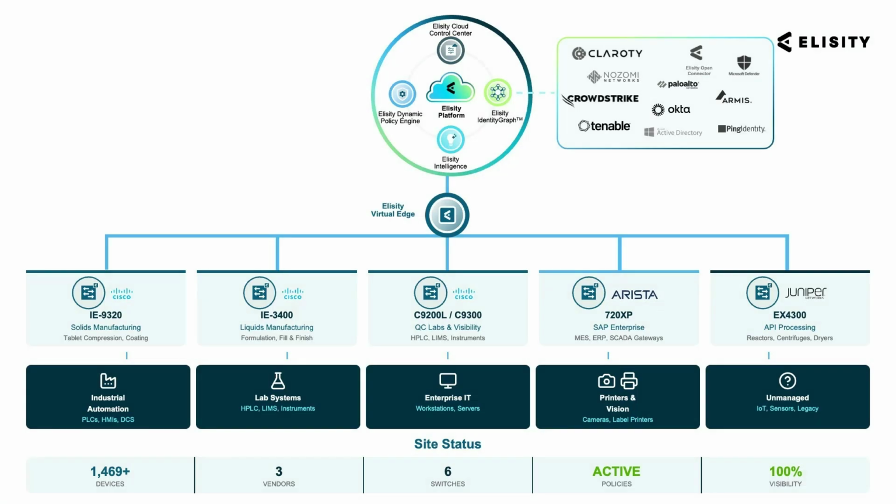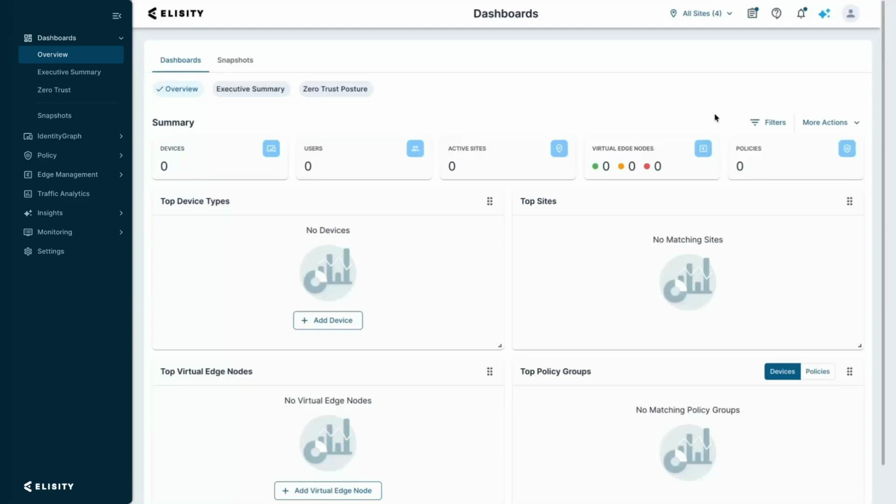The same facility, Elisity deployed across all three vendors from a single cloud control center. Full device visibility within Identity Graph, with Elisity Intelligence surfacing evidence-backed policy recommendations. No new hardware, no agents, and no VLAN redesign. Let's go build this. So this is day zero, a brand new Elisity Cloud Control Center.